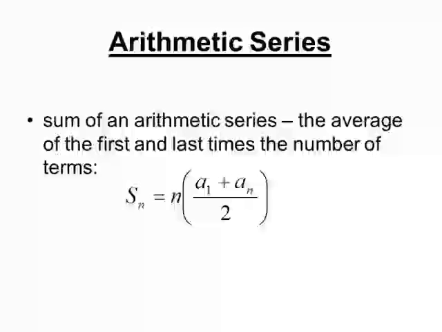For an arithmetic series, we have a formula again, and once again, it does not need to be memorized. It says in words, basically, what's happening here is it's taking the average of the first and the last term and multiplying by the number of terms that there are.